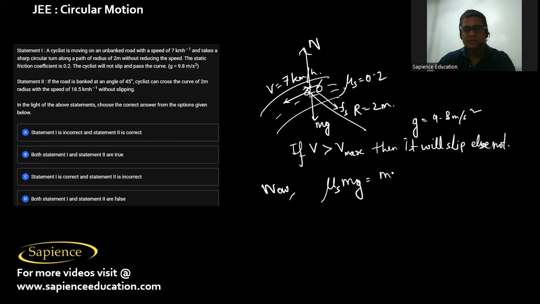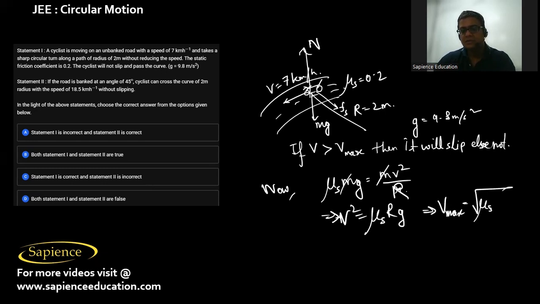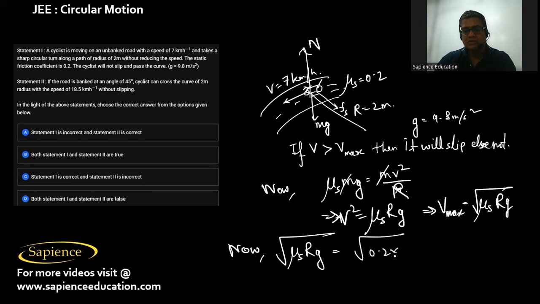So Fs is equal to mv square by r. So therefore m will cancel, so v square will be equal to mu s rg. Therefore the maximum safe speed will be equal to square root of mu s rg. So now the value of square root of mu s rg is square root of mu s, that is 0.2, into r is 2, into g is 9.8.